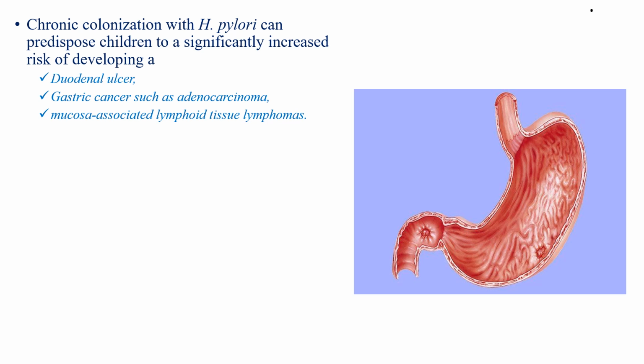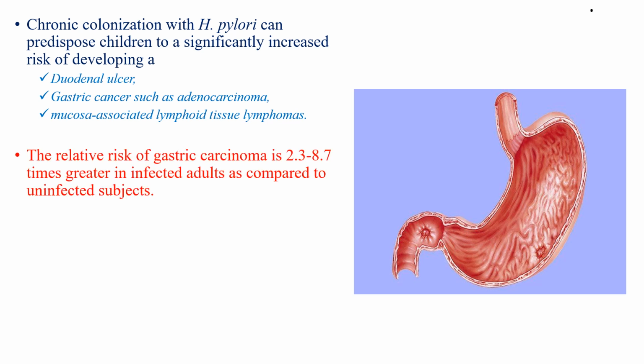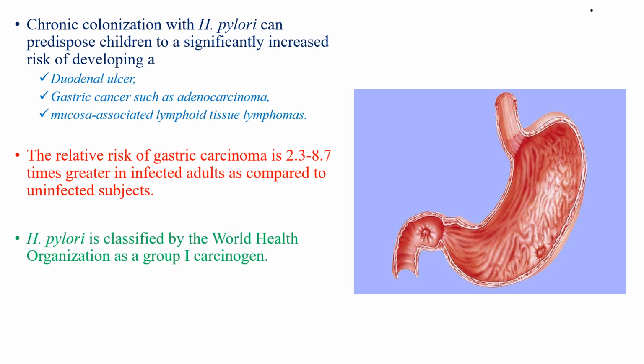Chronic colonization with H. pylori can predispose children to a significantly increased risk of developing duodenal ulcer, gastric cancer such as adenocarcinoma, and MALT, or mucosa-associated lymphoid tissue, lymphomas. The relative risk of gastric carcinoma is 2.3 to 8.7 times greater in infected adults as compared to uninfected subjects. H. pylori is classified by WHO as a group 1 carcinogen.